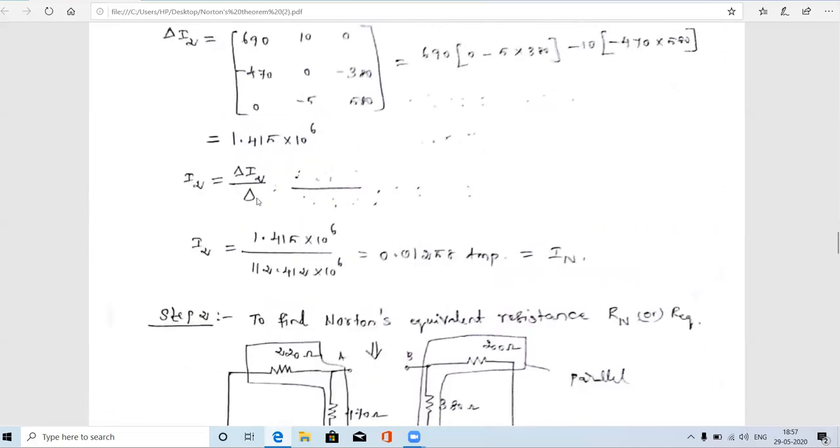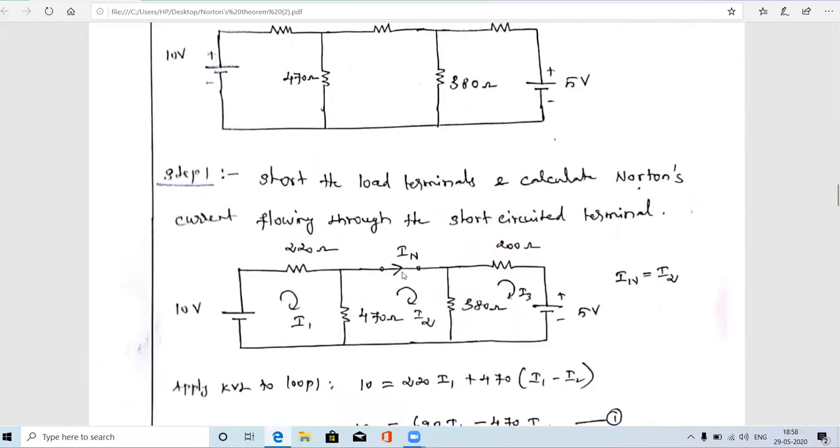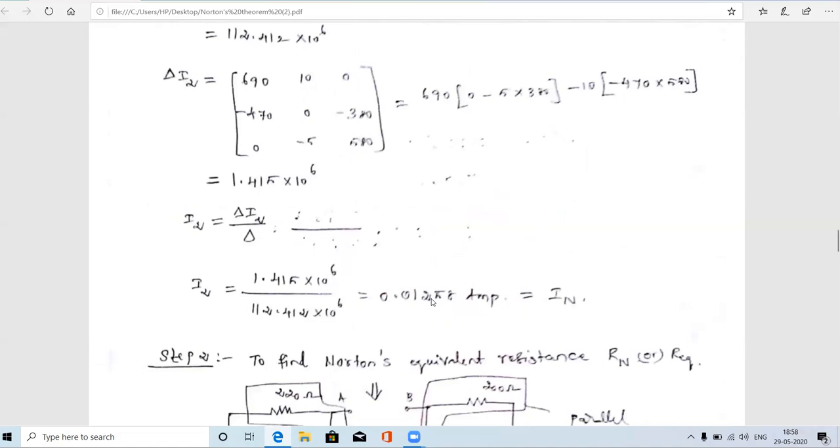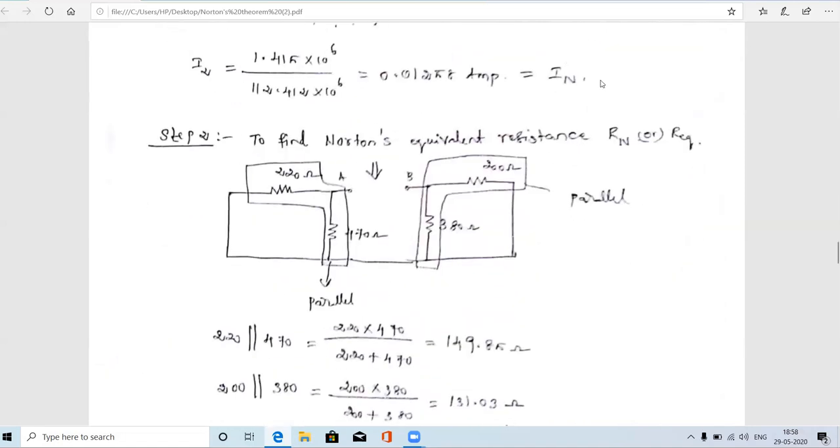So after that, the I2 current is calculated as the ratio of del I2 divided by del. You just divide this del I2 value by the del value. So we calculated, the answer is 0.01258 amps. So this current I2 is said to be the Norton's current. Since you see the current flowing in the short circuited path, this IN is said to be the loop 2 current. So this I2 is said to be the Norton's current. So step number 1 is over.